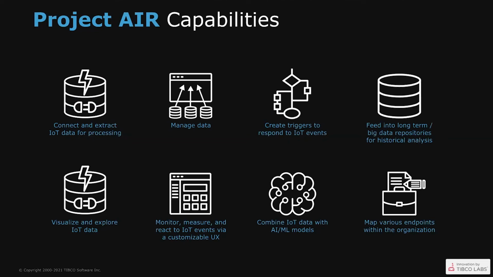With that said, let me provide you a quick high-level overview of all the capabilities provided by Project AIR. As I mentioned, we allow the connection and extraction of IoT data for processing. We also allow the management of data at the cloud or at the edge. We also allow the creation of business processes that can be deployed either at the edge or at the cloud. Also, we allow that to feed into long-term big data repositories for historical analysis and machine learning of the data that is coming from the devices, and all of that can be done at the cloud.